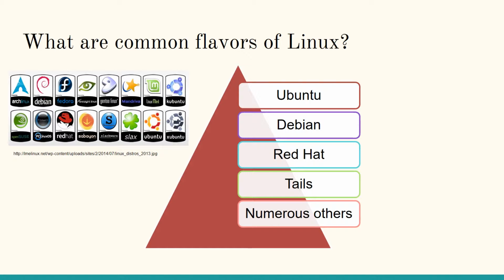The illustration to your left is a display of many commonly available Linux flavors. Ubuntu is a common desktop or PC operating system, as is Debian and Red Hat. And Tails is an operating system that is closely associated with the Tor network sort of browsing. It's focused primarily on privacy.